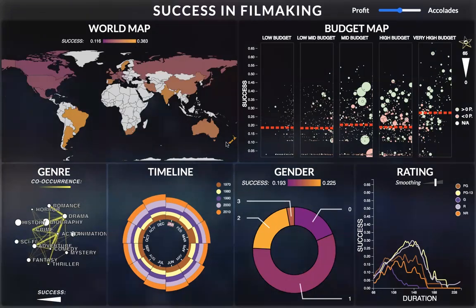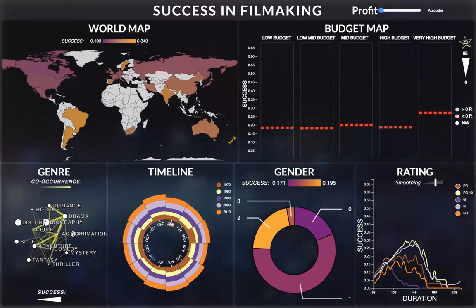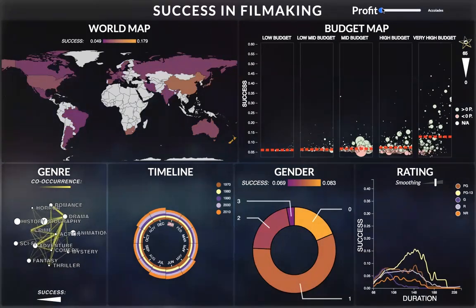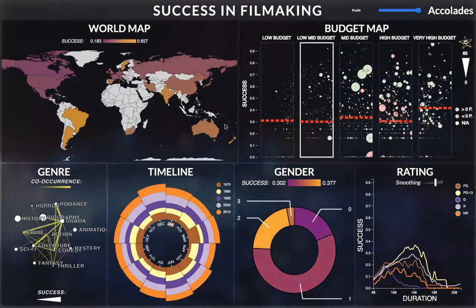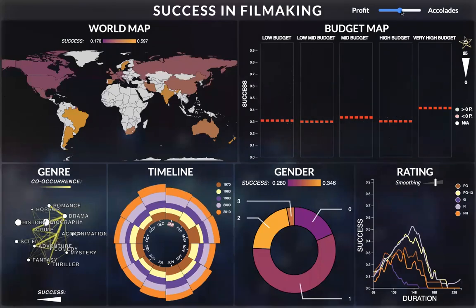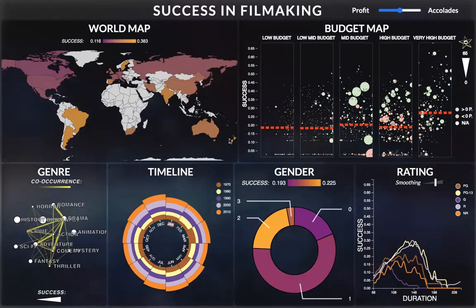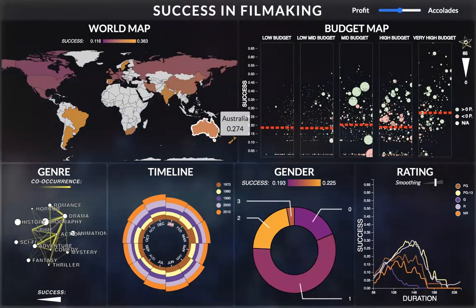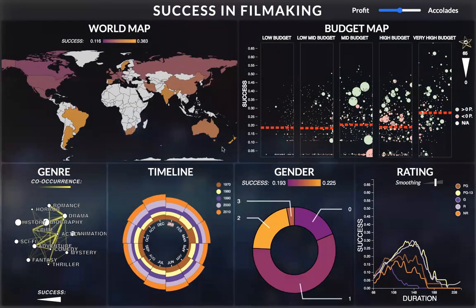And for the world map, one key observation is New Zealand, which has the highest success in terms of accolades as well as profit, partially because of movies like Avatar, which was based in New Zealand, Hobbit, Lord of the Rings. So that's why New Zealand has a high significance. But in general, New Zealand and China seem to have significantly better chances of making a movie successful.